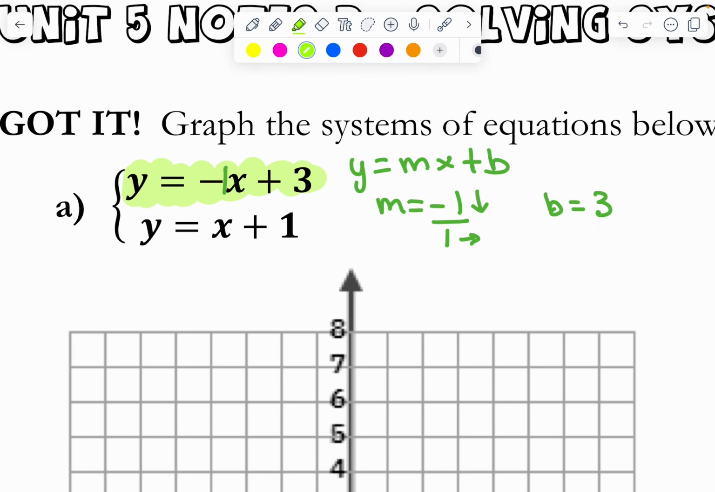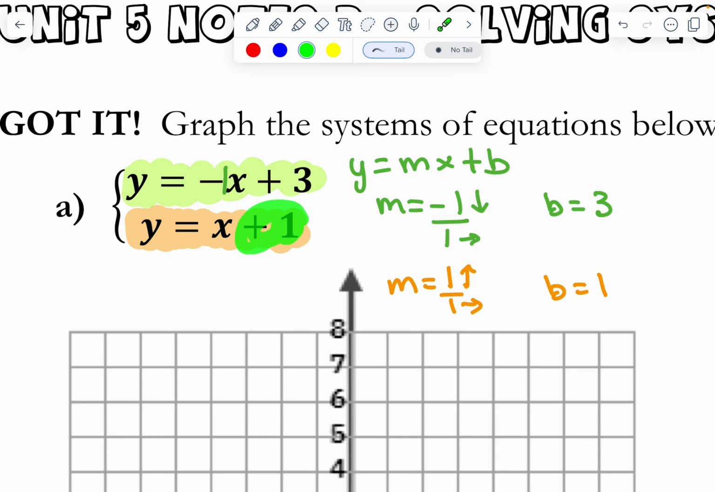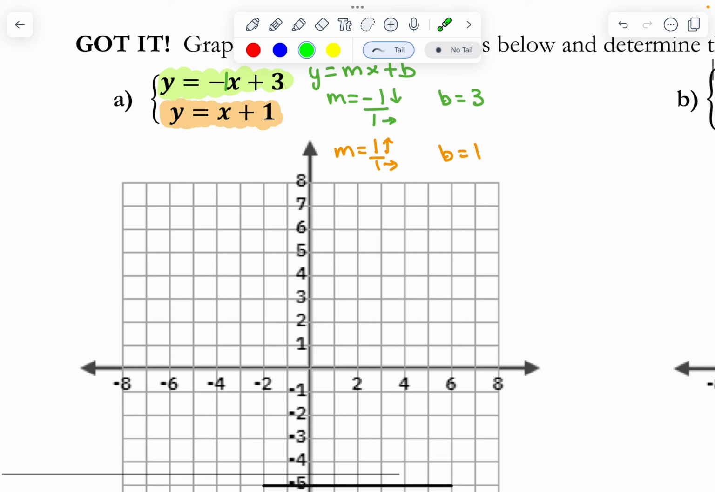Now, for the second line, let's say that's orange. Y equals x plus 1. My m, well, I have 1x, so 1 is my slope. Again, it's a whole number, so I'm going to divide that by 1. It's positive, so I know I'm going to go up, and we always go to the right. And my b is the number all by its lonesome, the 1. These 2 numbers here are my y-intercepts. So yes, we do have to graph 2 lines. That's why we have to get really good at graphing.